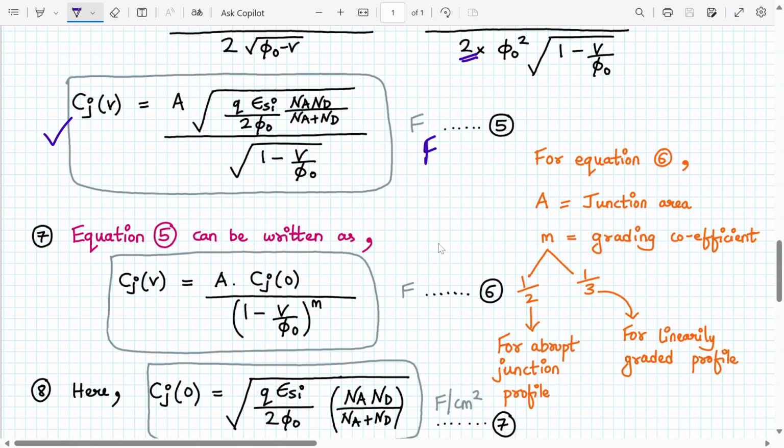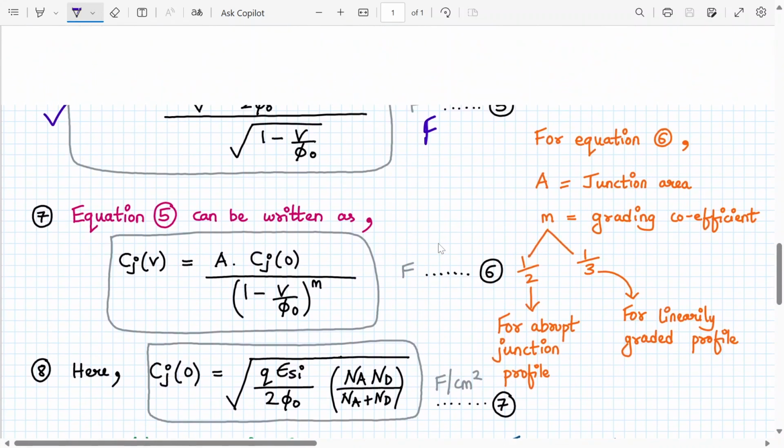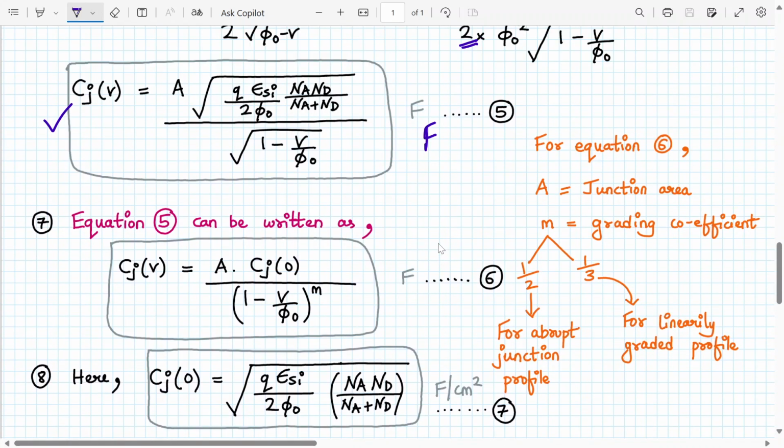Cj of V equals A into Cj0. So Cj0 is basically the zero bias junction capacitance per unit area. This term we are calling Cj0. Zero bias capacitances are already available. And it will be divided by 1 minus V upon phi naught raised to m, where m is the grading coefficient. It is half for an abrupt junction and one third for a linearly graded profile.